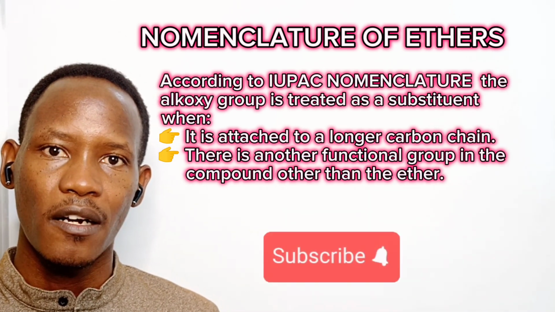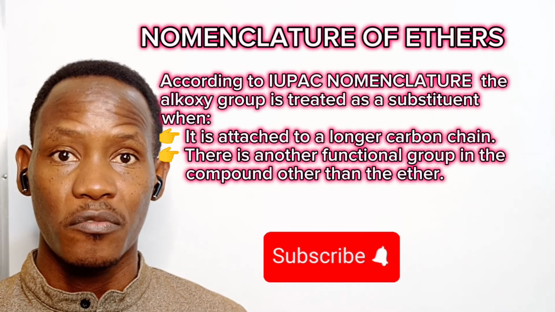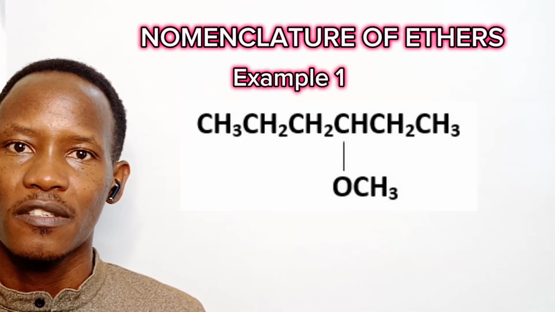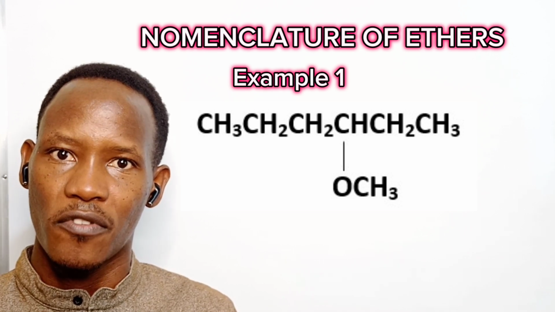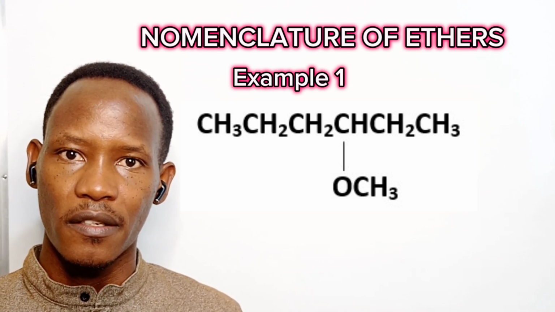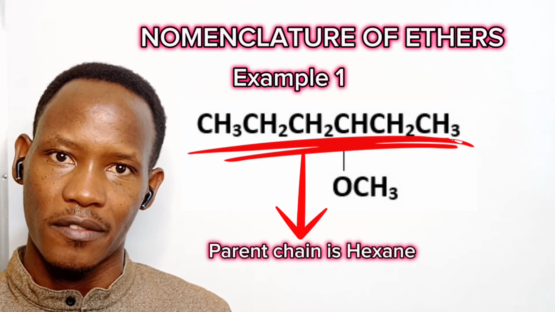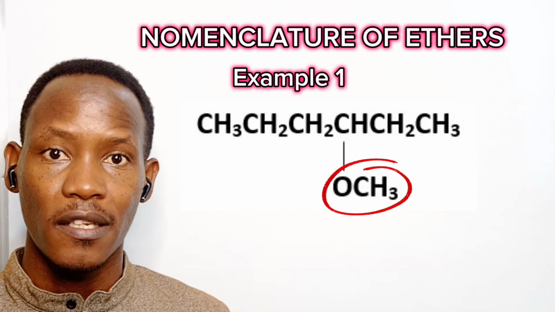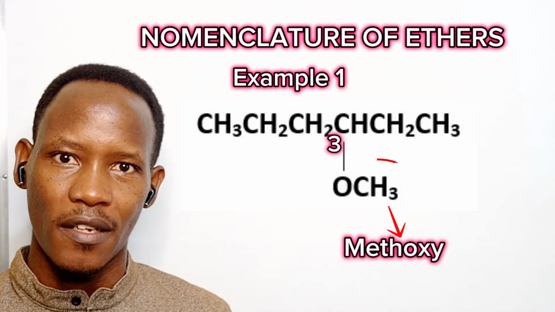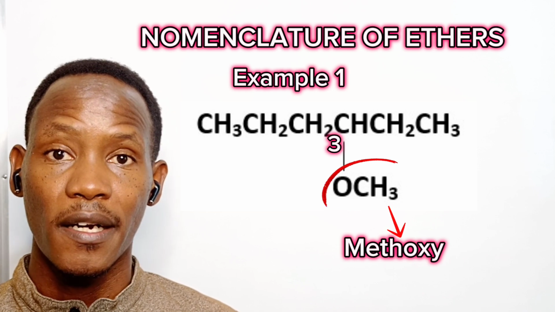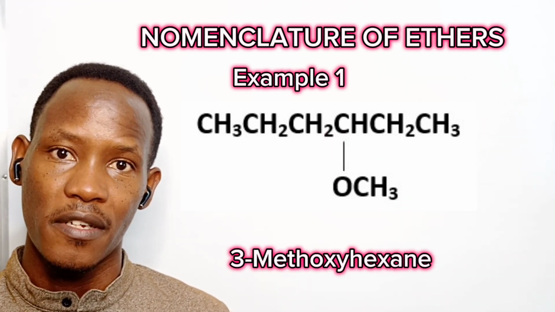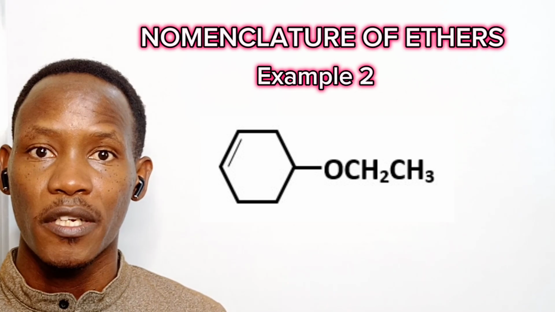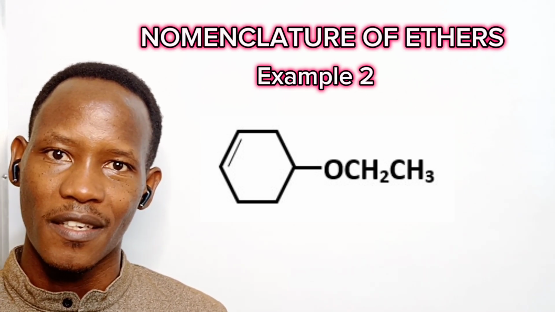In the second case, the alkoxy group is also treated as a substituent when there is any other functional group in the compound. For example, to illustrate this rule, we are supposed to name example 1. By following that rule, realize that the parent chain is hexane because there are 6 carbon atoms, while the methoxy is a substituent that is attached to the third position. And therefore, the name of that compound according to IUPAC guidelines will be 3-methoxyhexane.